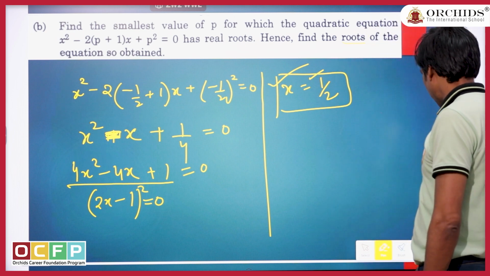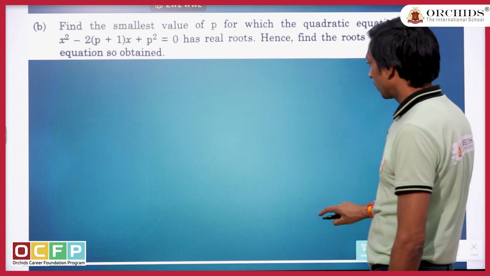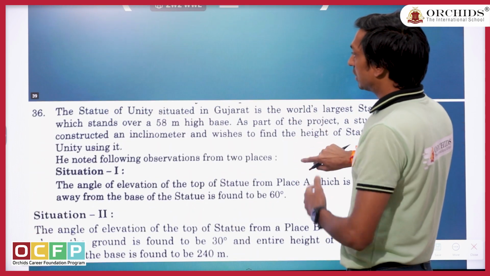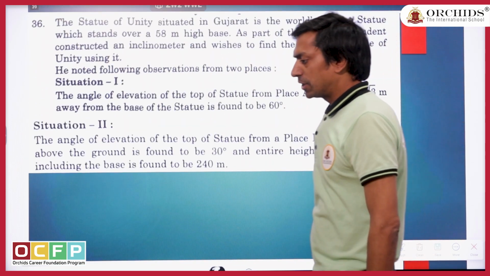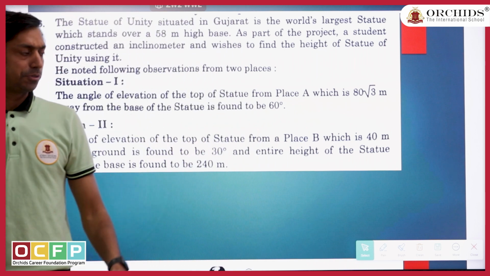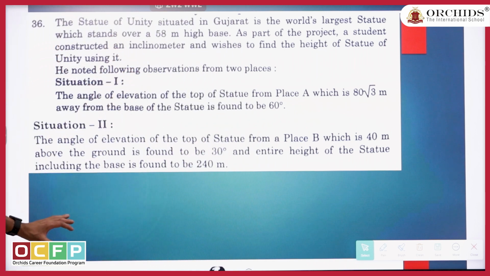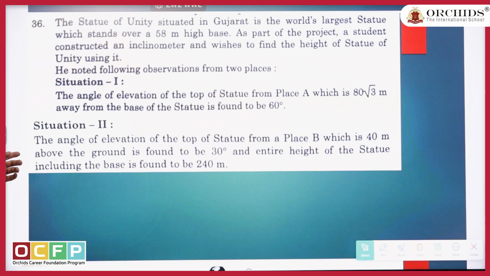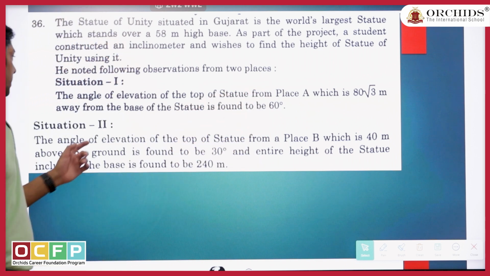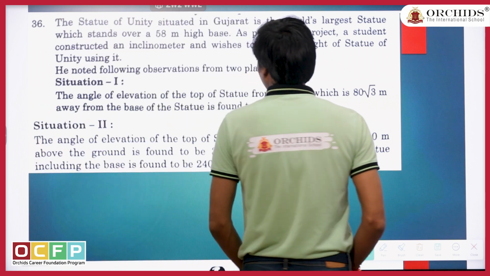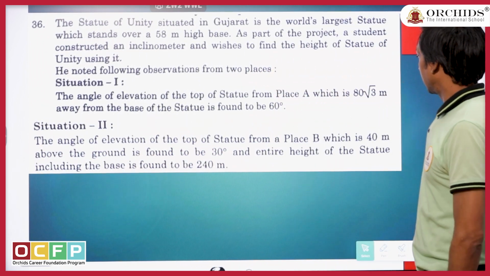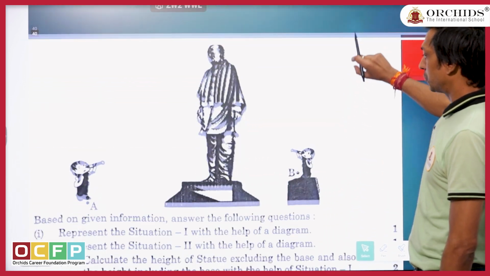So now the next problem we are having is the case-based study questions. Read this question carefully. It is a question based upon the Statue of Unity. If you read this, two situations are given. Situation number one: the angle of elevation of the top of the statue from position A, which is 80 root 3 away from the base of the statue, is found to be 60 degree, and the second situation is given as well. Let's see the figures based upon situations 1 and 2.